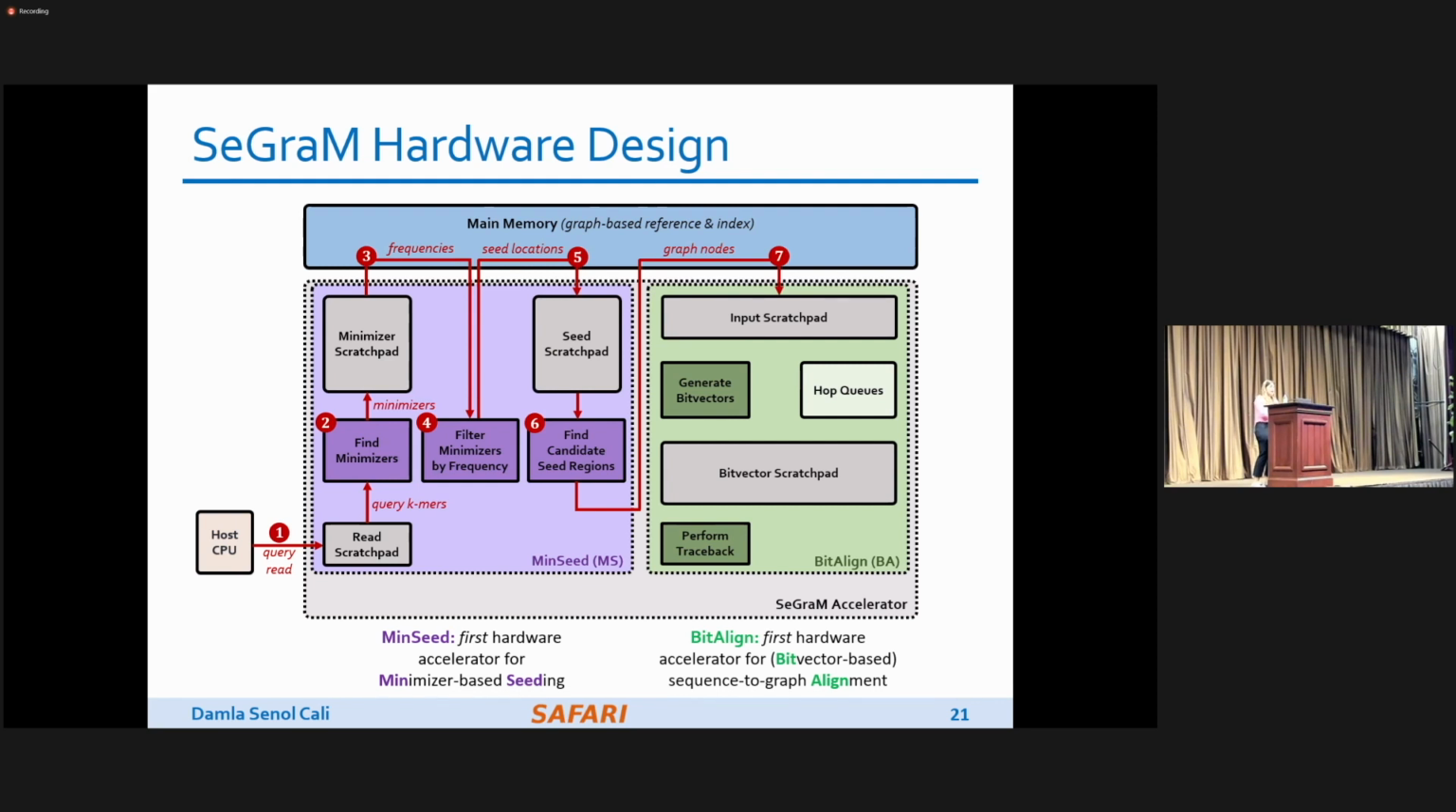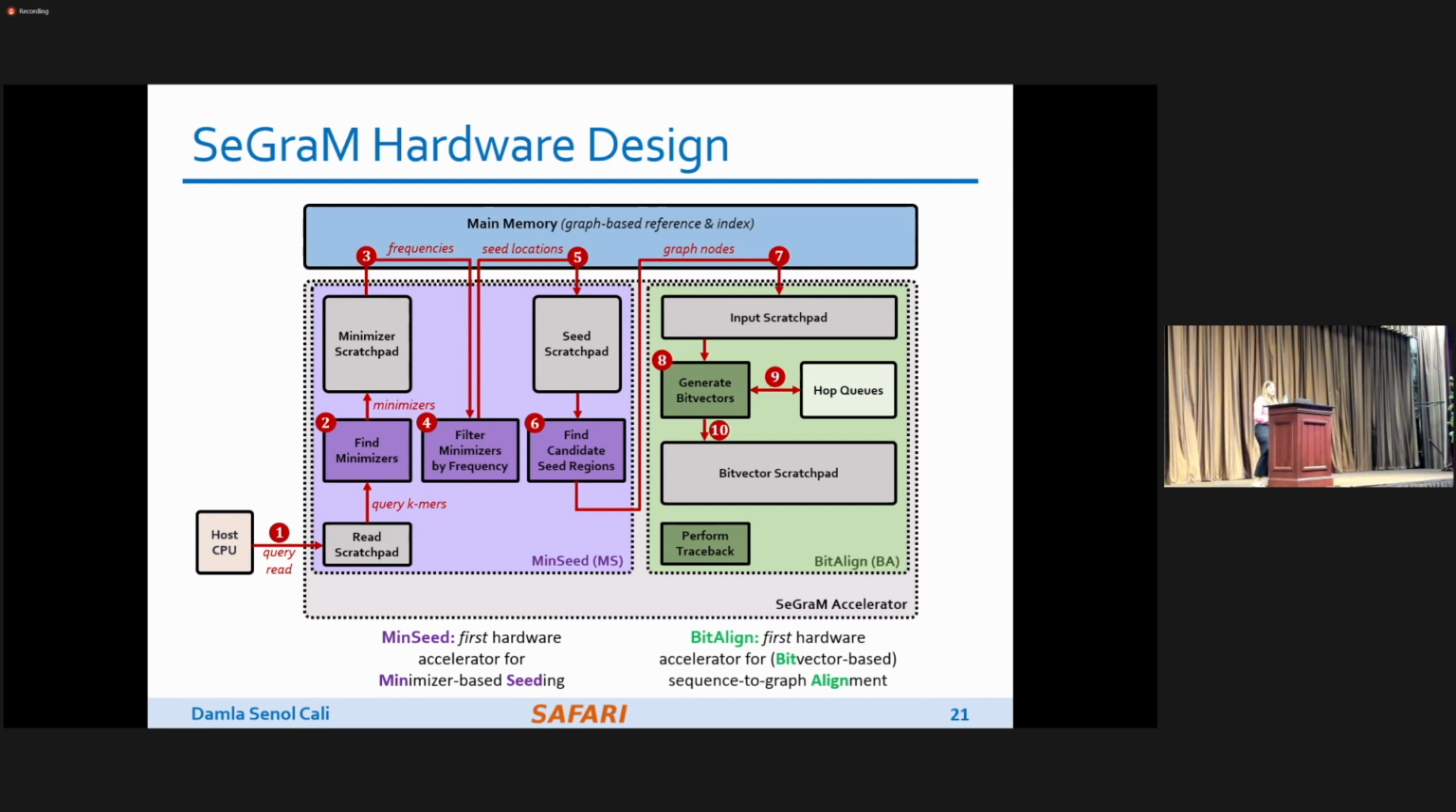BitAlign. And then BitAlign starts by reading the subgraph and the query read from the input scratchpad and generates the bit vectors required for the alignment operation. So while generating these bit vectors, BitAlign writes them to the hop queues in order to handle the hops required for graph-based alignment, and also to the bit vector scratchpad to be later used as part of the traceback operation.